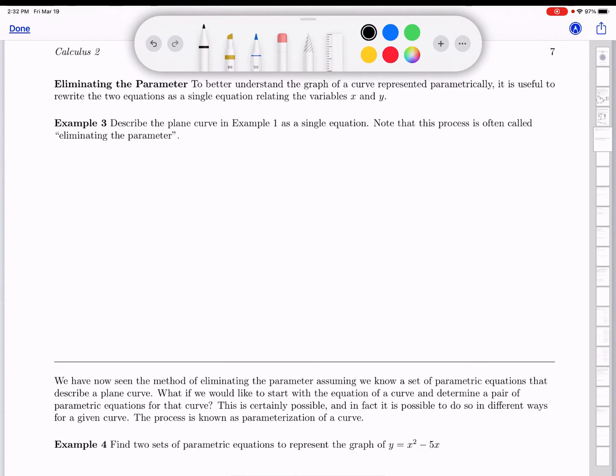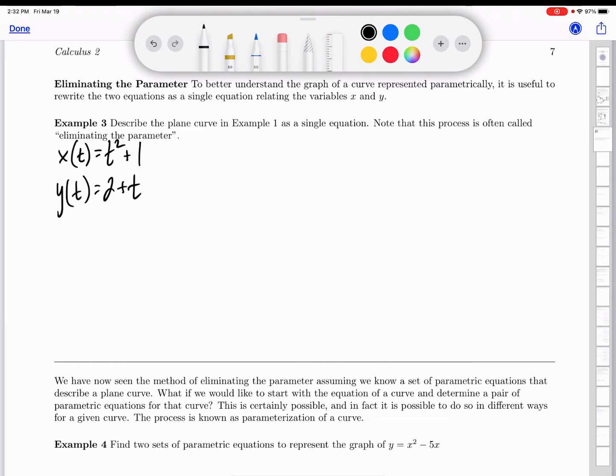Here we're going to learn how to do something called eliminating the parameter, which is where we take parametric equations, which usually show up as two equations for us at this point, and make those into a single equation. So we're going to do that with our plane curve from example 1. If you remember, these were our equations from example 1. So how do I write this as a single equation?